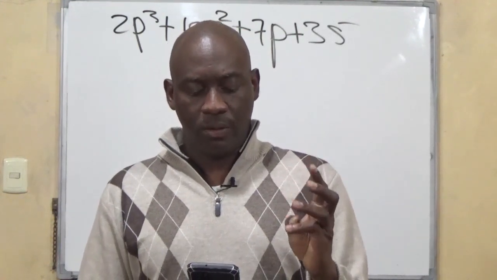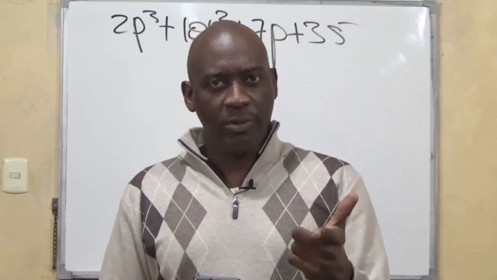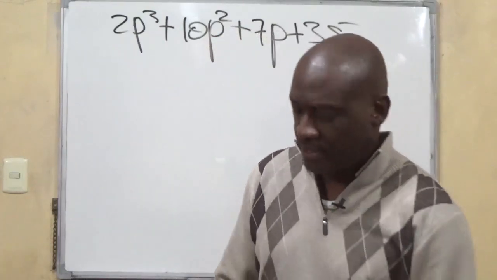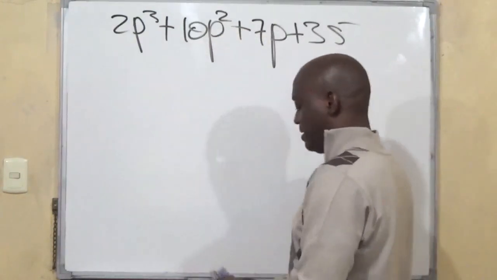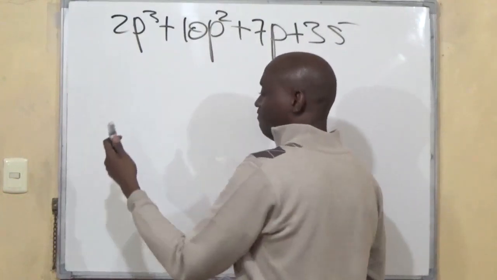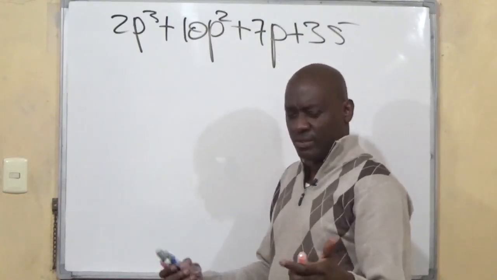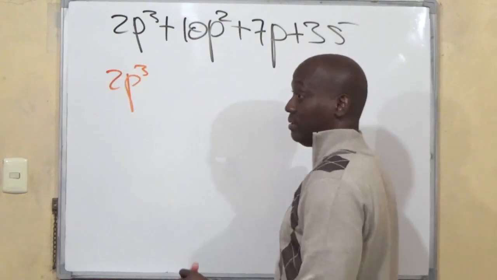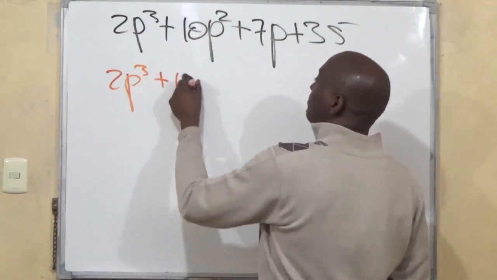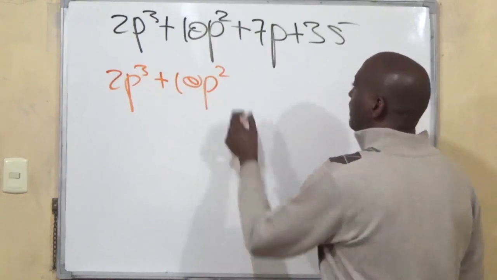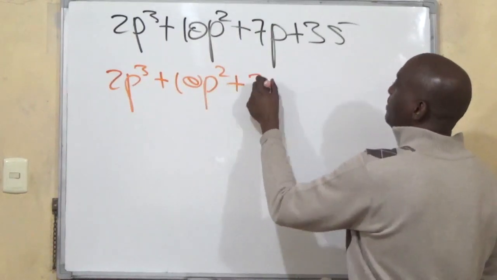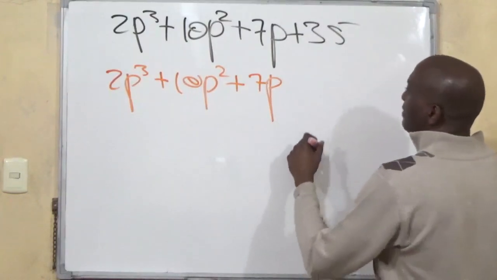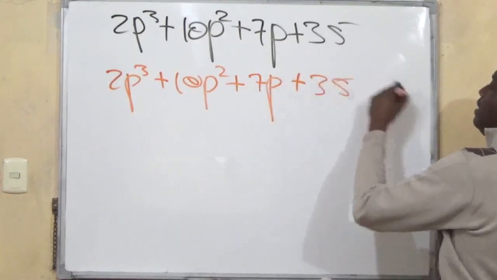So, monomial is 1 term. So a monomial would be 1 term. 2p cubed by itself is a monomial. Just bear with me a little bit, okay? I want to let it really go deep in the maths. So 2p cubed is a monomial. 2p cubed plus 10p squared is a binomial. 2p cubed plus 10p squared plus 7p is a trinomial. And 2p cubed plus 10p squared plus 7p plus 35 is a quadrinomial.